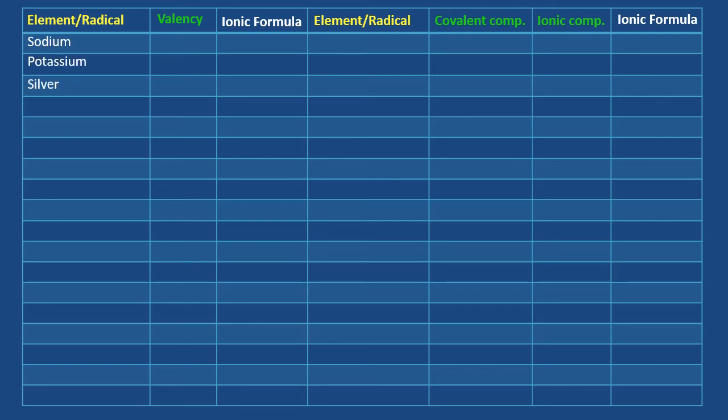We start with sodium, potassium, and silver. Each has a valency of +1, and these are their formulae. Magnesium, calcium, barium, and zinc all have +2 valency, and these are their formulae.